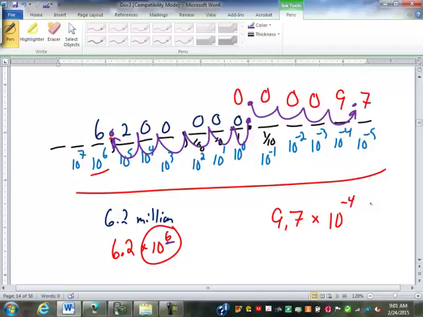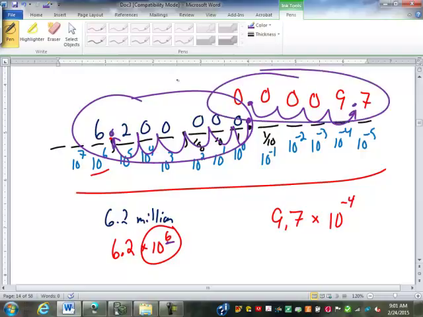10 to the -4. Now, how do we know whether that power is positive or negative? Well, 6,200,000 was a large number. It's bigger than 1, so it has a positive power. The 9,700 thousandths is a small number. It's smaller than 1, so it has a negative power.